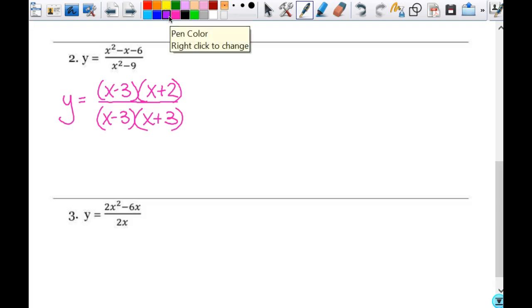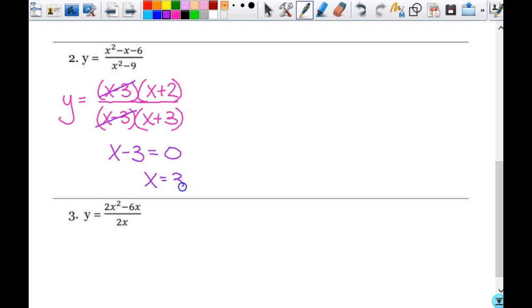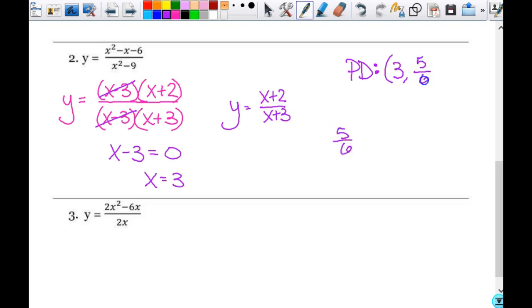So when we have this, since I'm going to be able to cancel those out, I have to take the x minus 3 that I'm canceling out and set it equal to 0, which means x equals 3. So my point discontinuity is going to be an ordered pair where the x value is 3. And then once I cancel that out and I get y equals x plus 2 over x plus 3, I just plug in my 3 here, and that's going to give me 5 over 6. So that's 5/6. There's my point discontinuity. Everybody okay with that? All right.